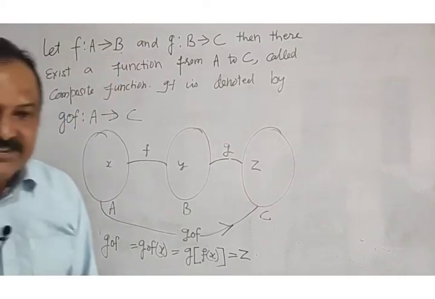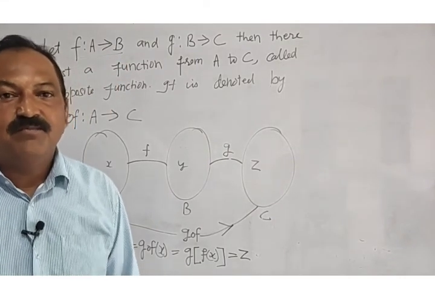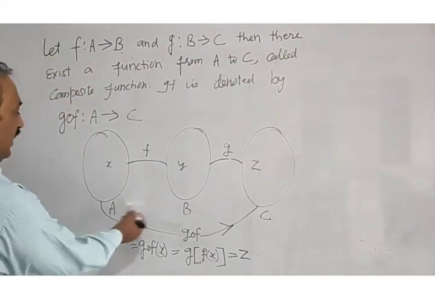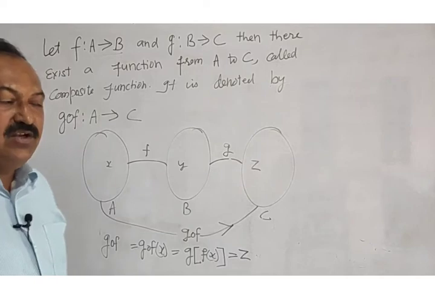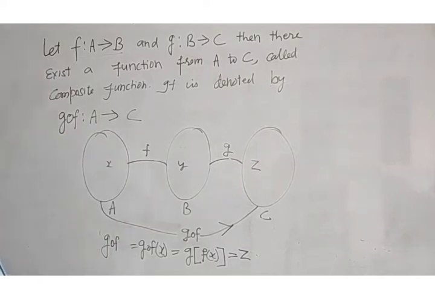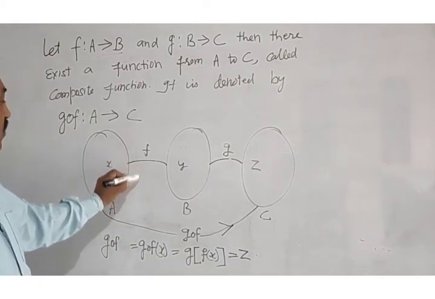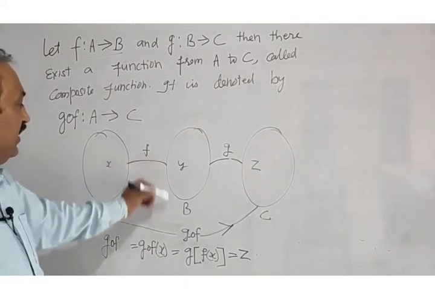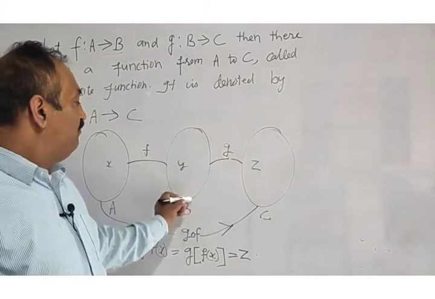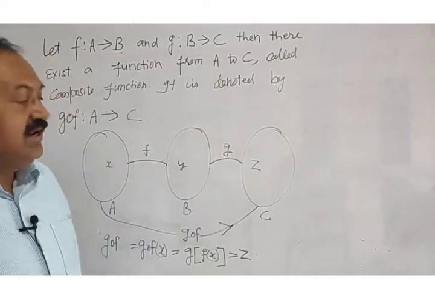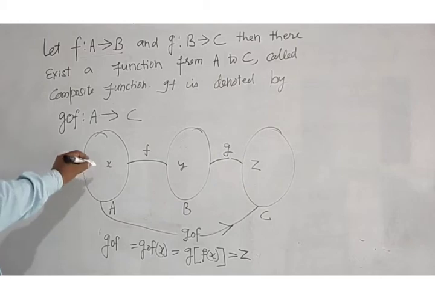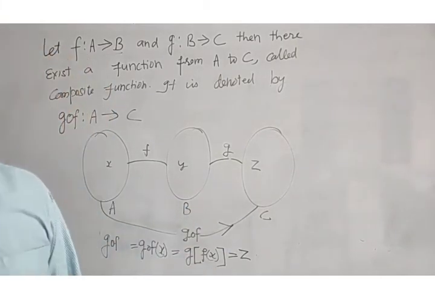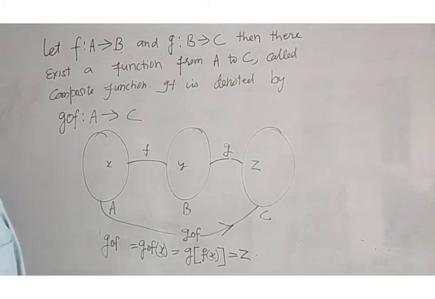In order to discuss the composite function, we have to take three non-empty sets. Let A, B and C be three non-empty sets. Then if f is a mapping from A to B, mapping means function from A to B, and g is a mapping from B to C, then there exists a mapping from A to C, which is denoted by gof, called the composite function.